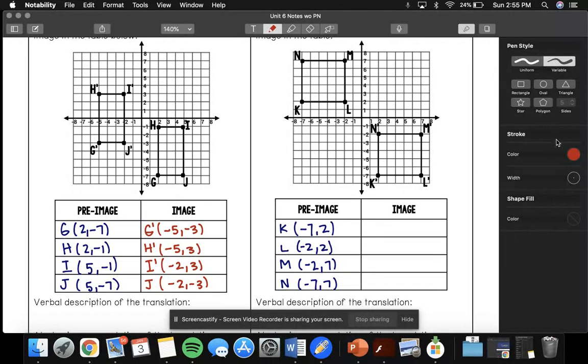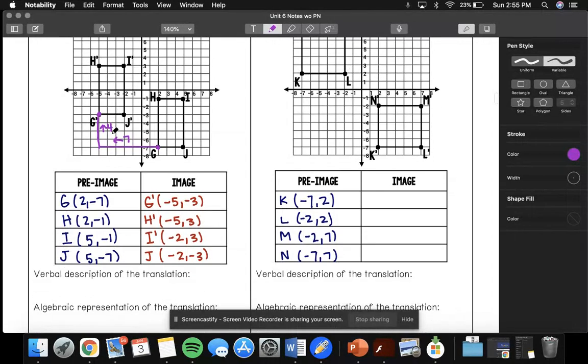Okay, so it says to write a verbal description of the translation. So I'm going to show you guys 2 different ways. Okay, again, we have it visually, so we might as well use it visually. So you can pick any of these vertices. I'm just going to pick G and G prime. So I'm going to ask myself, what movements did we make to get from G to G prime? Okay, so it looks like I have to go to the left 2, 4, 6, 7. Okay, and then it looks like I need to go up 4.